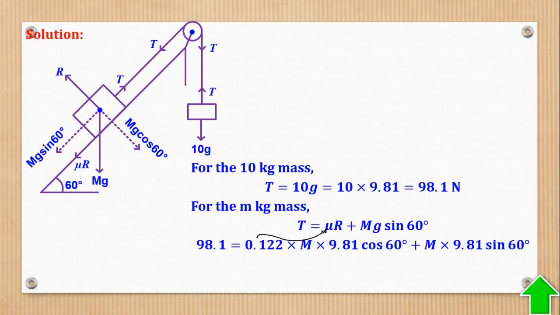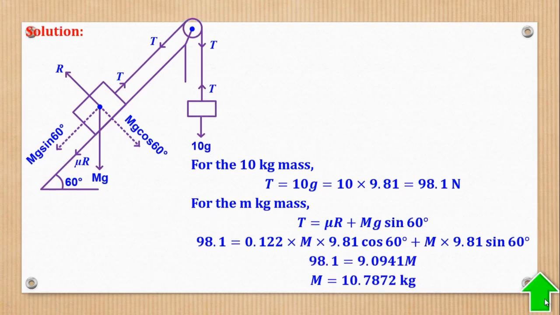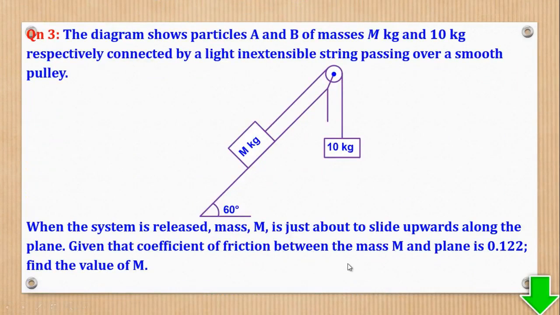Mu is this. Then R is mg cos theta. Then mg sin theta is this. Collect like terms and get the value of m. And that's what they wanted.